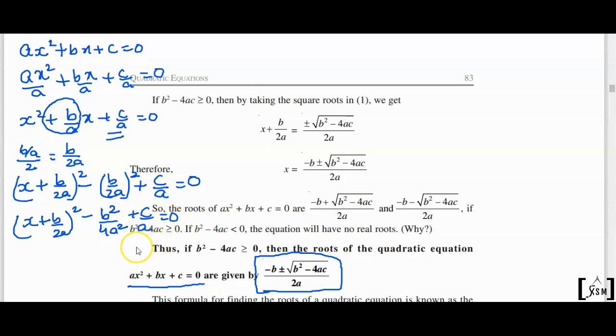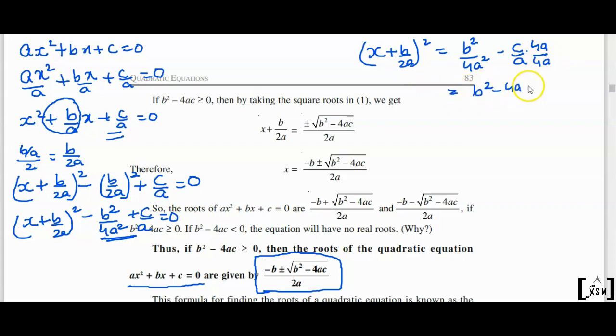equal to 0. Now guys, we'll bring this thing to the other side. See, we get x plus b over 2a whole square equal to b square over 4a square minus c over a, right? Now to make the same denominator, we'll have to multiply up and down by 4a so that we can subtract them, right? So we get b square minus 4ac all over 4a square.